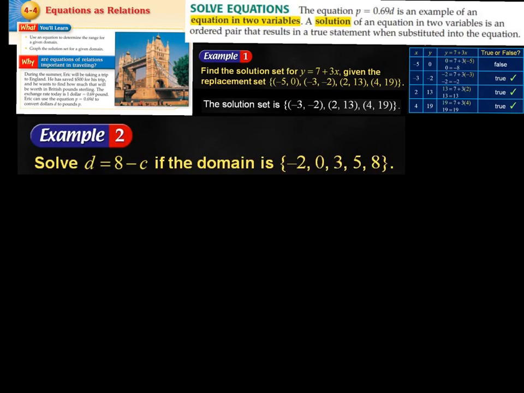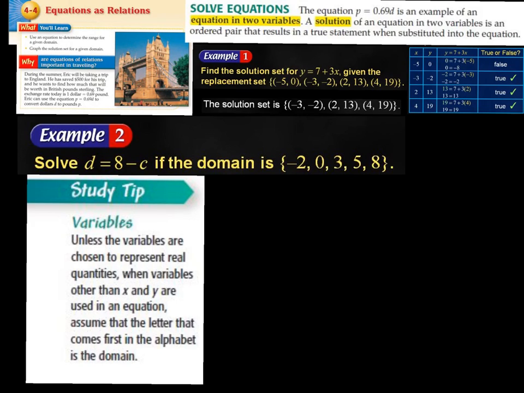For example 2, they switched it up. They said solve D equals 8 minus C if the domain is -2, 0, 3, 5, 8. In a perfect world, they'd stick to x and y, but we don't live in a perfect world. So when variables other than x and y are used in the equation, we're supposed to assume that the letter that comes first in the alphabet is the domain. X comes before y, so on number 2, C comes before D.